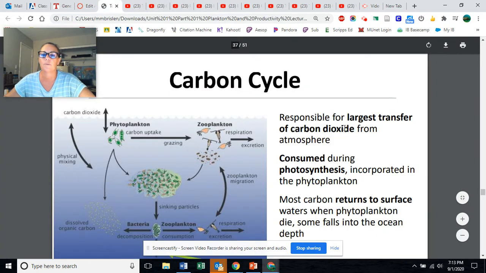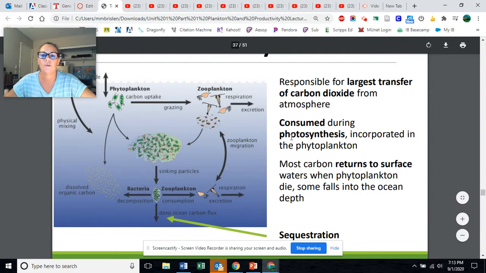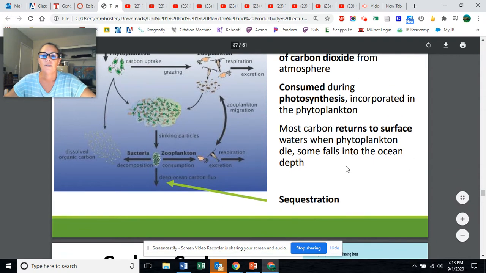So the carbon cycle is responsible for the largest transfer of carbon dioxide from the atmosphere, consumed during photosynthesis, incorporated in the phytoplankton. This should seem pretty basic. Most carbon returns to surface waters when phytoplankton die. Some falls into the ocean depths.